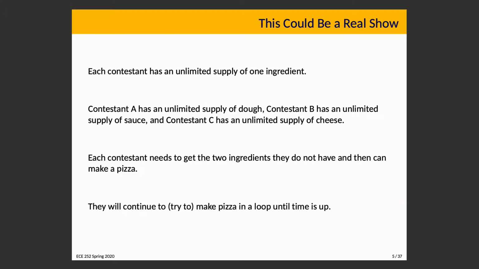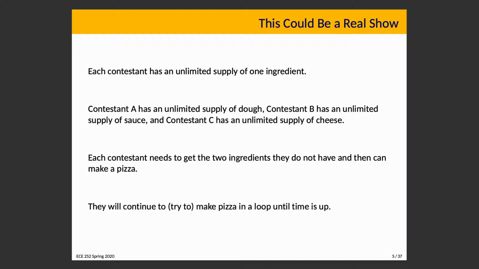Now, this could be a real TV food cooking contest show, because the rules are kind of wacky, and you would think to yourself, why does it work like this? So there are 3 contestants, and each contestant has an unlimited supply of any one ingredient. So contestant A has an unlimited amount of dough, contestant B has an unlimited supply of sauce, contestant C has an unlimited supply of cheese. Each contestant needs to get the other 2 ingredients that they do not have, and then make a pizza.